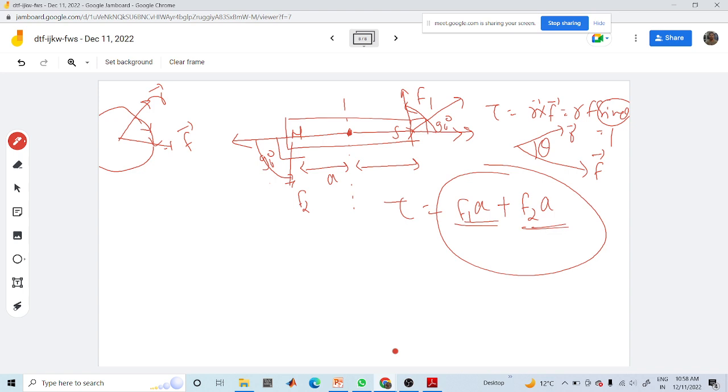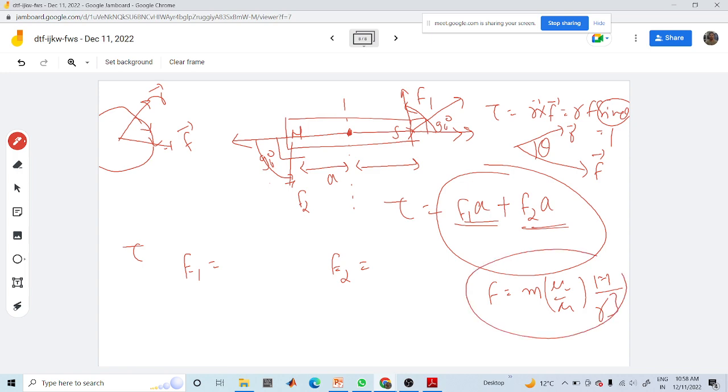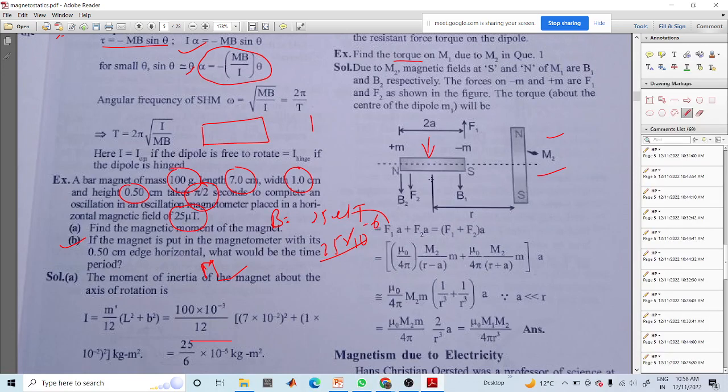Because theta is 90 degrees here, that is why I have not taken the sin theta value over here. Sin theta becomes 1, right? So that is the same. So now total torque is equal to this. Now tell me what will be F1 and what will be F2. We know force is equal to m into B; last time we calculated mu naught upon 4 pi, m upon r cubed. Tell me, what will be F1? You have to tell from here. Yeah, this F1 and this F2, right? From earlier classes we had discussed that.